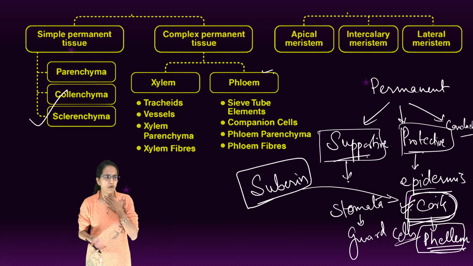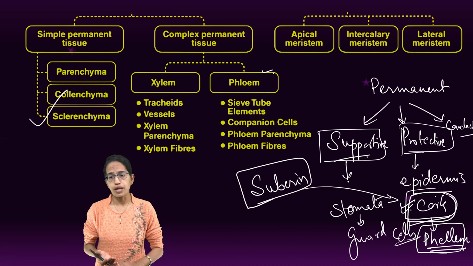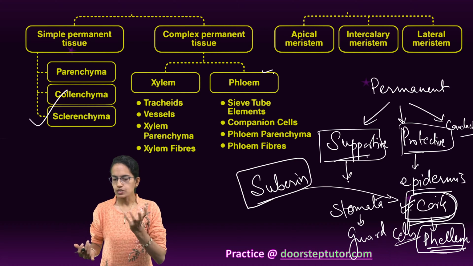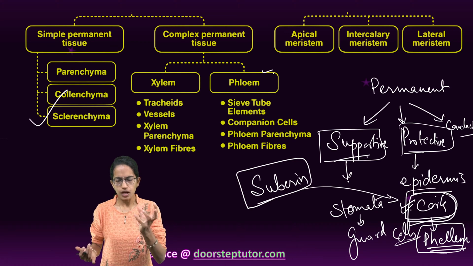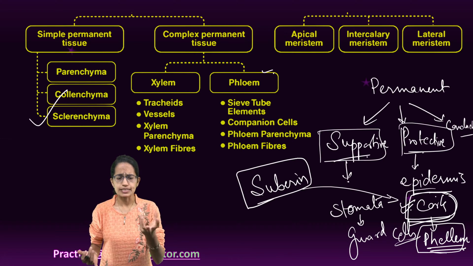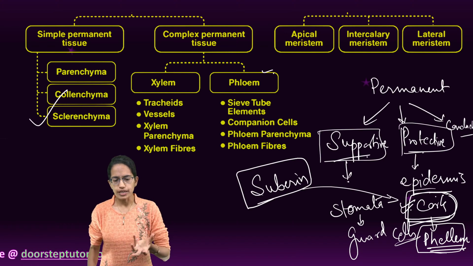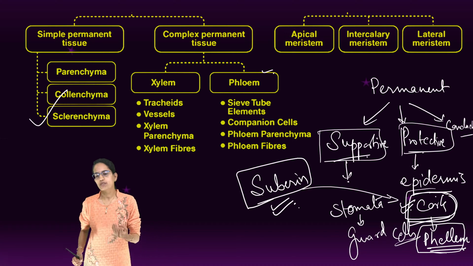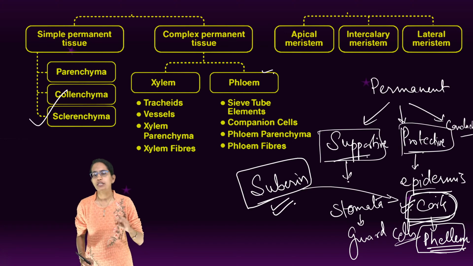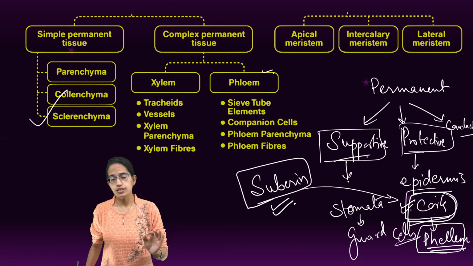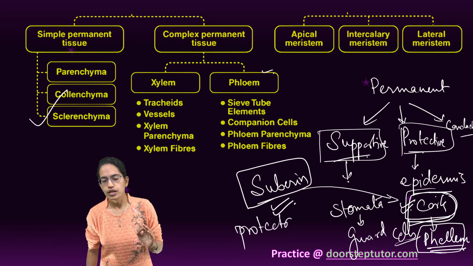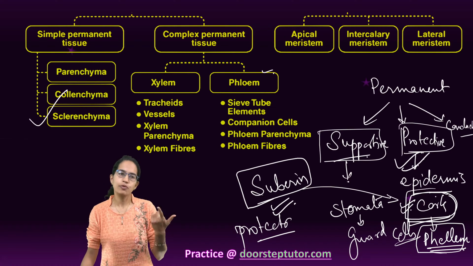In the case of old stems and old plants, monocots as well as dicots, there are dead cells which are actually waxy and have a coating outside which we call suberin. The idea of cork is what? The basic idea of cork is to prevent injury to the plant. So it actually protects the plant and therefore it falls under the category of protective tissue.